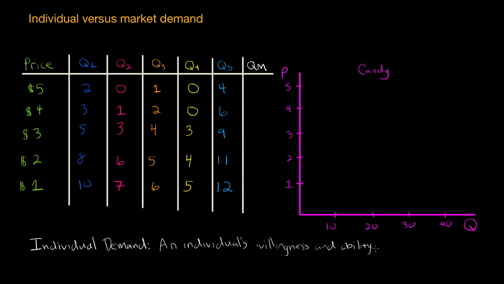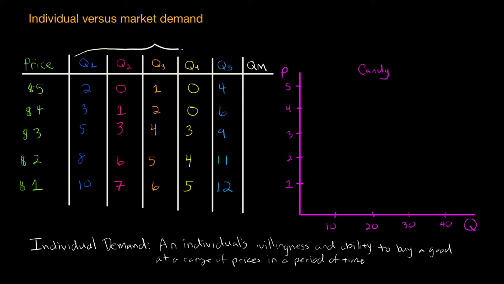Individual demand is just what it sounds like. It's how much a particular person is willing to buy of a particular good at a range of prices in a period of time. Let's have a look at the demand schedules already provided to us here. What we are given is 5 different individuals' demand for candy at a range of prices in 1 week. So these Q1s through Q5s represent the individuals demanding candy in the market for candy. So this is the individual demand of 5 different individuals.